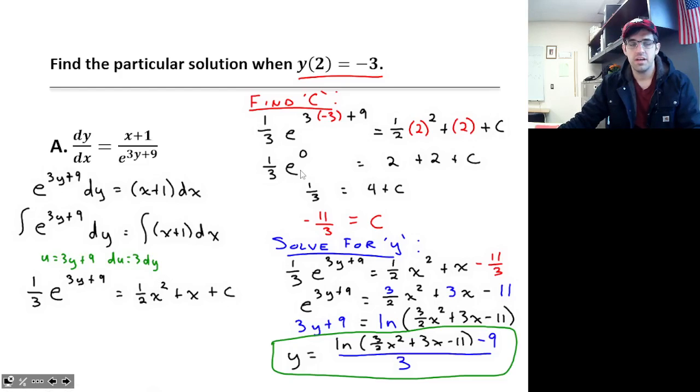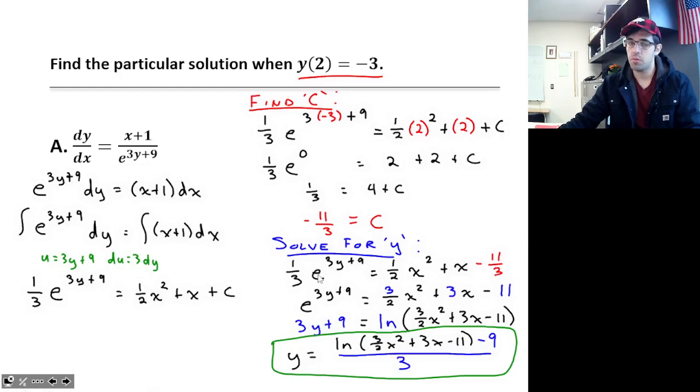To find c, I'm going to pick out our initial condition. So 2, -3 is a point on our original function. So -3 goes in for y, 2 goes in for each x, and we're going to find out that c is equal to -11 over 3. Now, I'm going to plug in, take plus c out and put -11 over 3 into our equation.